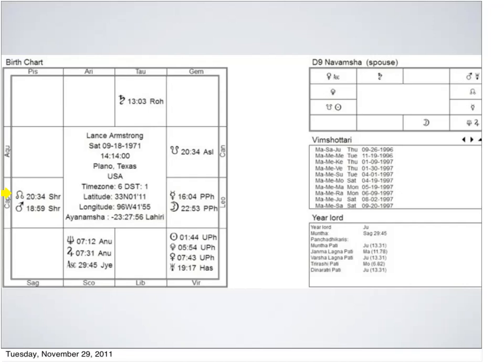And so Lance Armstrong was diagnosed with cancer, and the doctors actually gave him a 40% chance of him cycling again. Now, his cancer, I believe it was Mars-Saturn Mahadasha, which the Mahadasha, or the Dasha is also called, is very important.